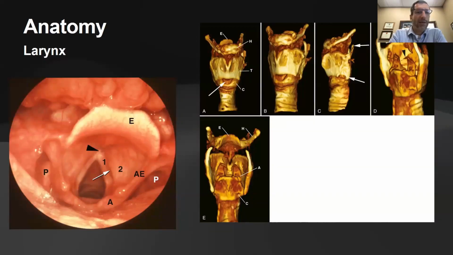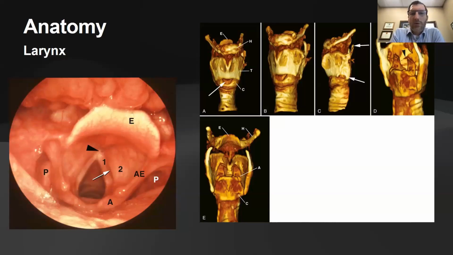So the E is epiglottis, A is arytenoid, AE is the aryepiglottic fold, 2 is the false vocal cord, the arrow is the ventricle, 1 is the glottic larynx, and the P stands for the piriform sinus on both sides, which is part of the hypopharynx. On that picture also, you can see that the base of tongue is sitting right above the epiglottis.